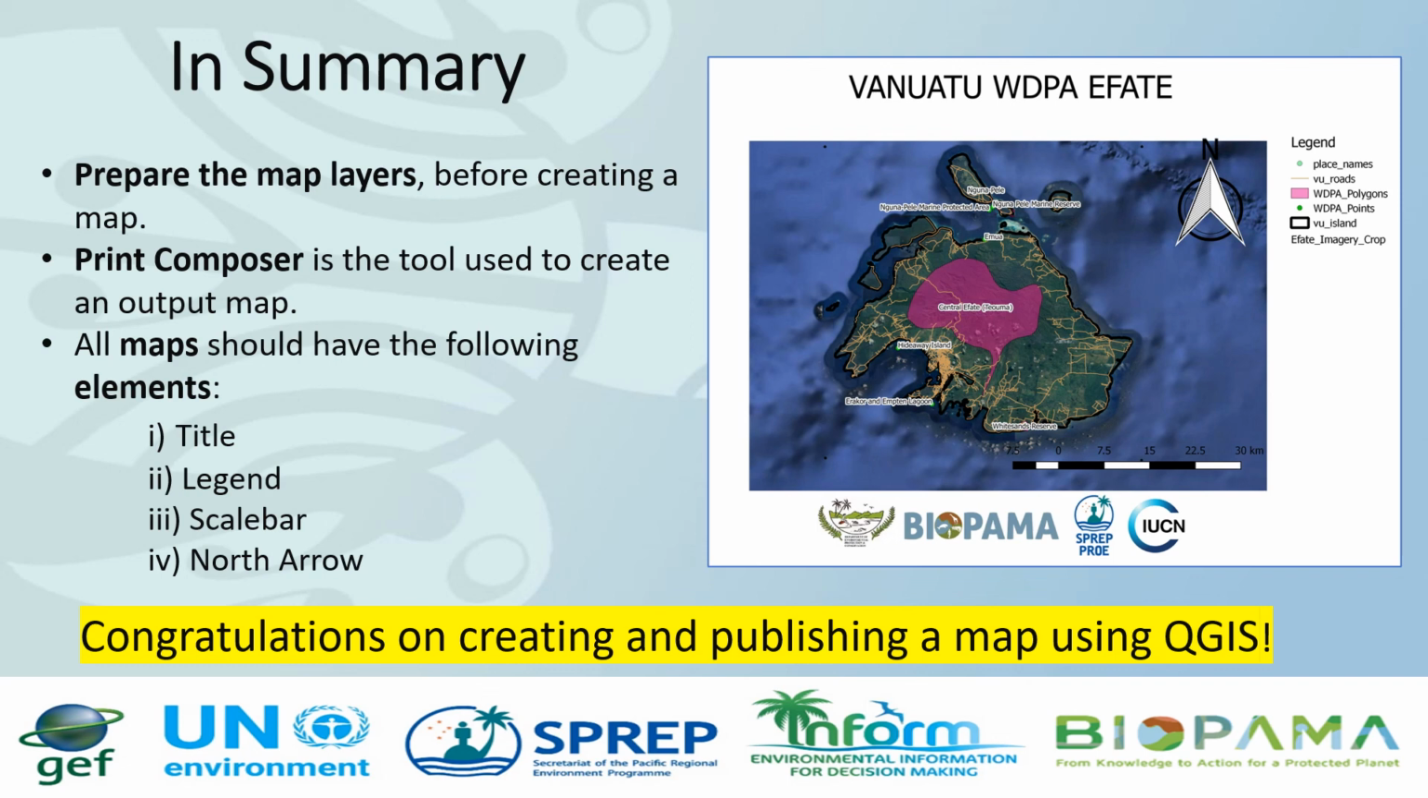All maps should have the following elements: a title to tell the viewer what they are looking at, a legend provides valuable information to help people interpret what a map is showing, a scale bar helps viewers visually understand the size of the area covered by the map, and a north arrow to know the orientation of the information in the map.